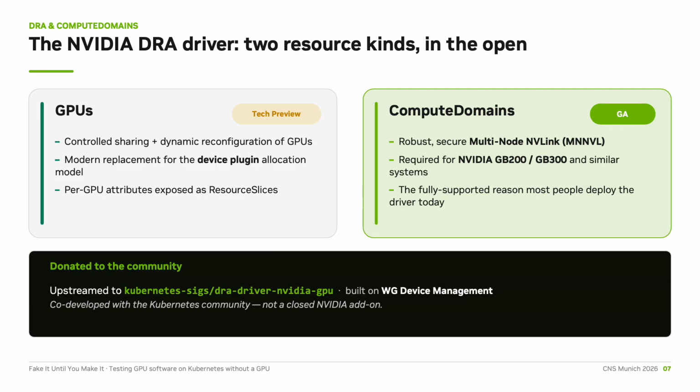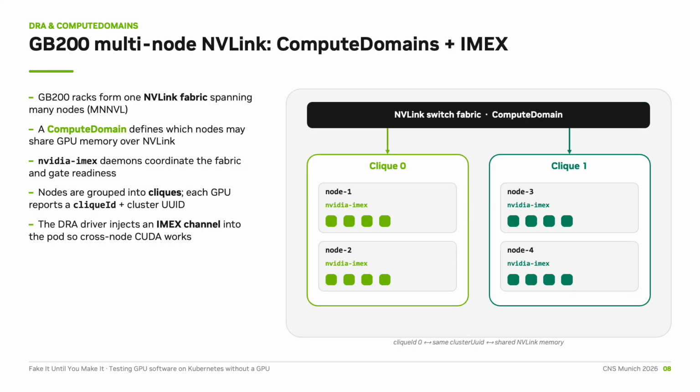Everything is upstreamed and donated. So we donated the DRA driver to the CNCF. It is now under SIG Node. So the Kubernetes SIGs DRA driver NVIDIA GPU, although it has the NVIDIA word, it is open source and lives in the Kubernetes repos. So this is what a compute domain is.